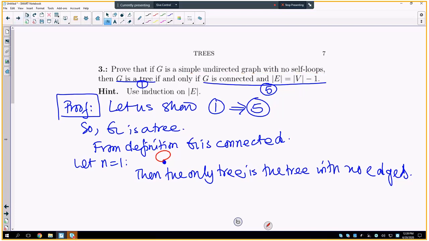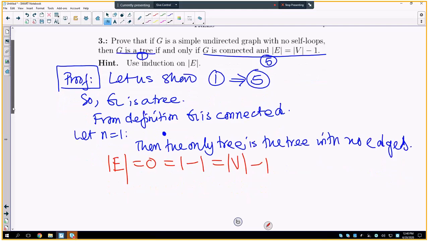So how many edges do I have? In total, the number of edges that I have is 0, because it's a graph with no edges. So the cardinality of the edge set is 0. And remember, 0 is 1 minus 1. So you can easily say that this is the cardinality of the vertex set, which is 1, minus 1. So I have established that result for n equal to 1.